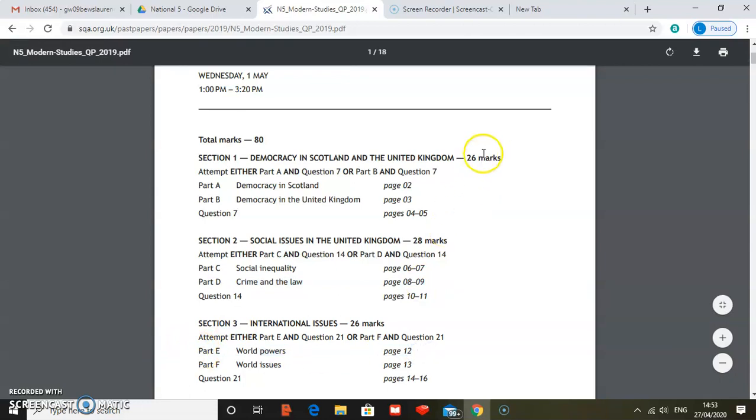Now, also to note is, all the topic section areas are not worth the same number of marks. That is because in one of the sections there will be an 8-mark question, and we'll have a look at that when that comes up.